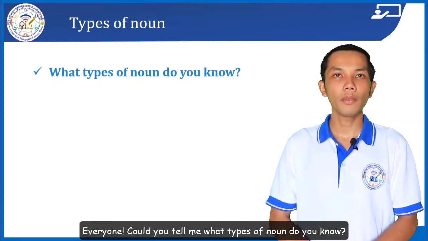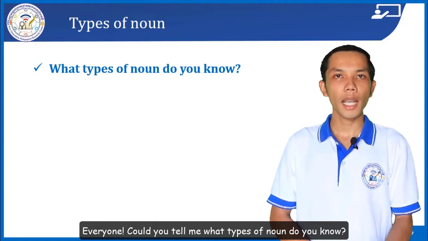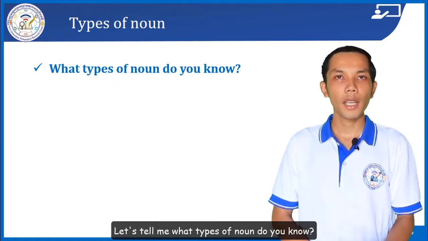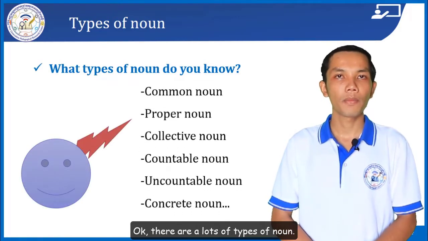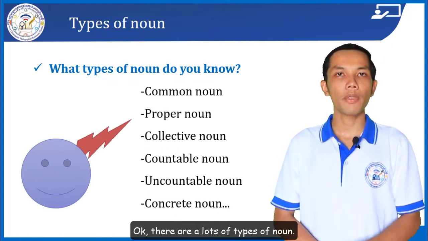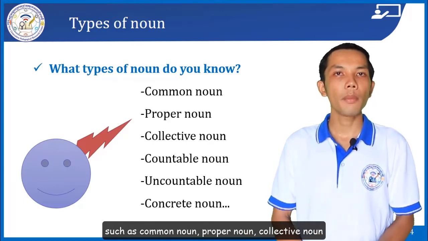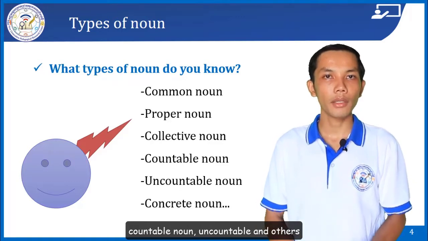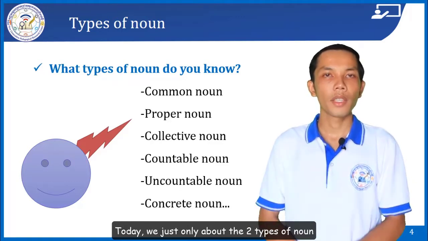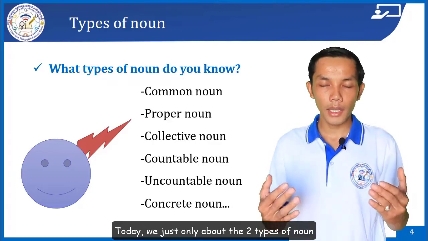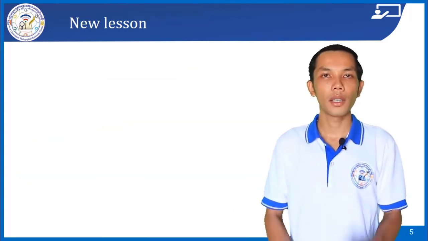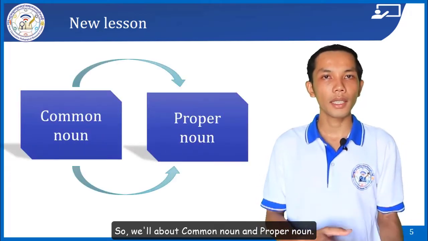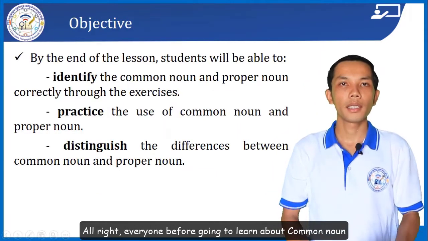All right, everyone, could you tell me what types of noun you know? Okay, there are a lot of types of noun, such as common noun, proper noun, collective noun, countable noun, uncountable noun, and others. Okay, everyone, today we will only learn about 2 types of nouns. So, we learn about common noun and proper noun.